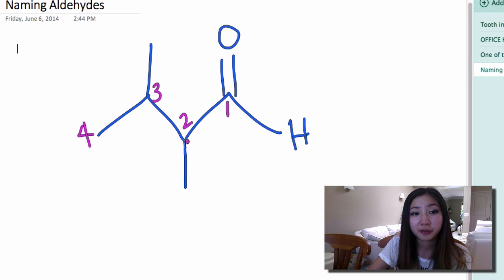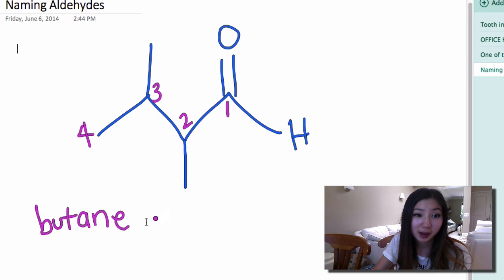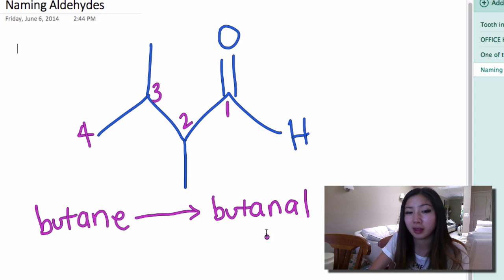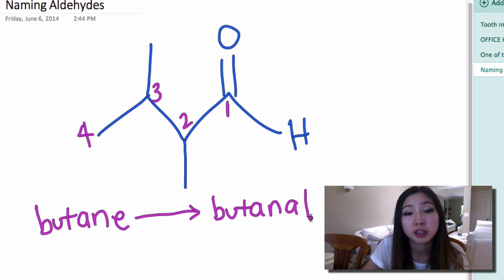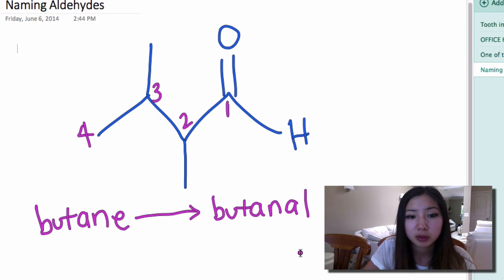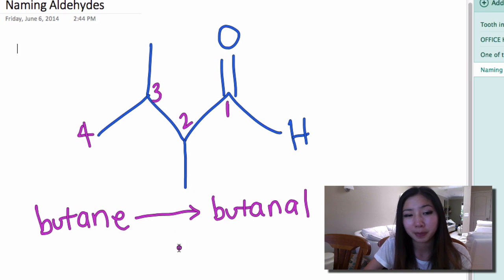So we know that 4, right, corresponds to butane. But since we're talking about naming aldehydes here, we're going to change butane into butanal with AL. AL, not OL. OL would correspond to alcohols, right? So AL for aldehydes. And if we just call this butanal, right, we're not taking into account these substituents. It'd just be 1, 2, 3, 4, and then that's it. And we would be ignoring this methyl and then that methyl. So we need to take into account the 2 methyl groups.